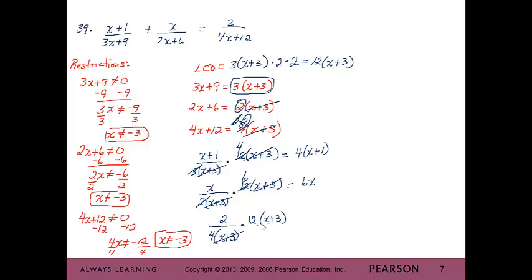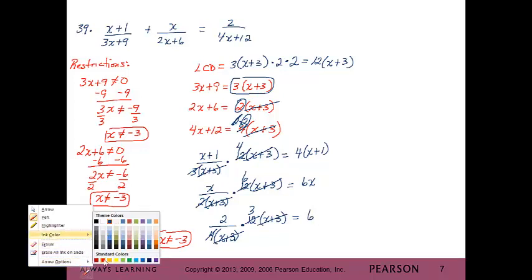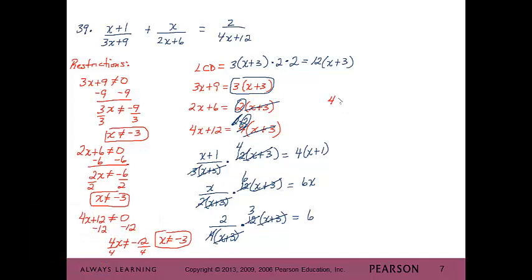The x plus 3's cancel, and the 4 will cancel with the 12, making it into a 3, and this will become just 6. So now our equation is written as 4 times x plus 1 plus 6x equals 6. Distribute the 4 on the inside, and we have 4x plus 4 plus 6x equals 6. Combine our like terms and we'll get 10x plus 4 equals 6.